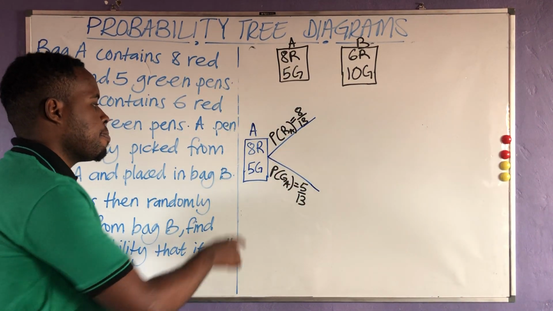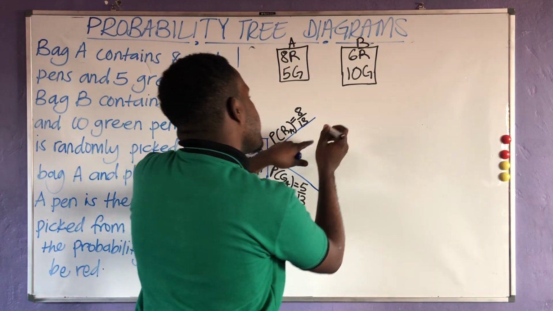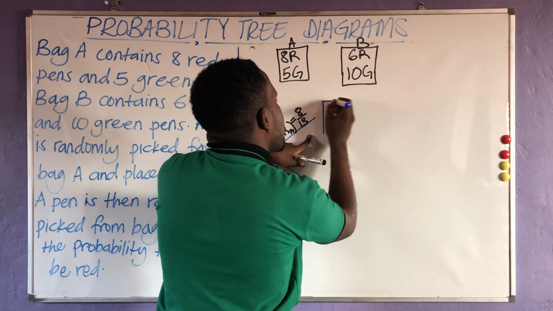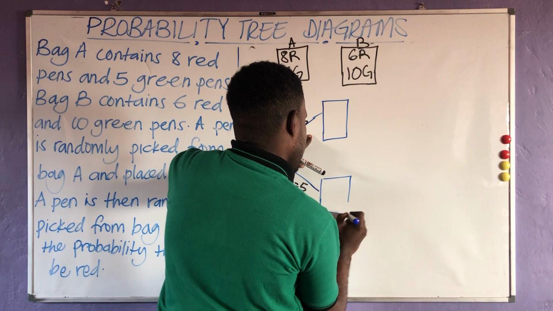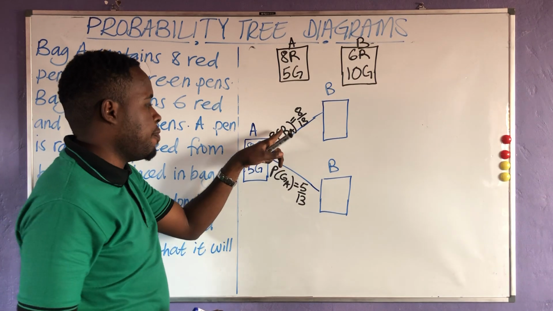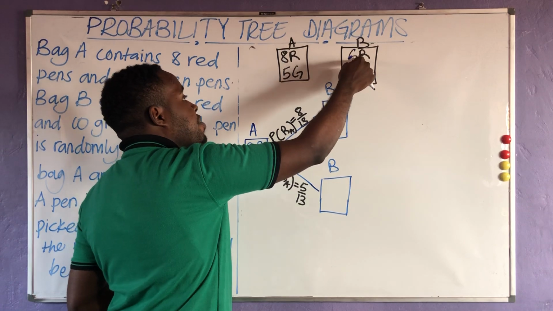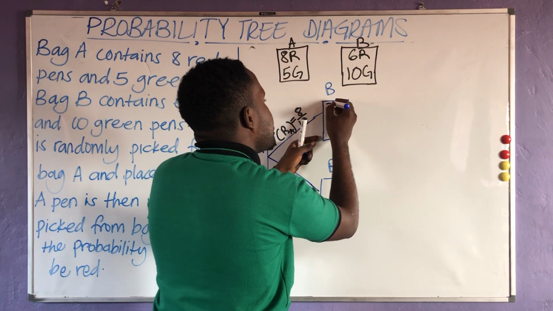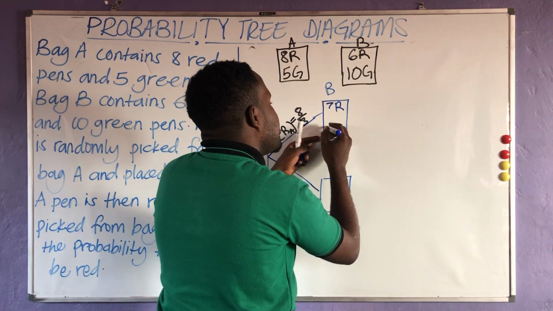So after picking from bag A, we are placing in bag B. So here we can have our bag B here. Now, if we picked a red pen from bag A and we placed it in bag B, the number of red pens in bag B would increase. There are 6, they're now going to be 7. So we shall be having 7 red. And the green pens will remain 10.